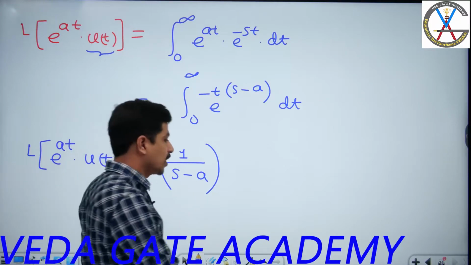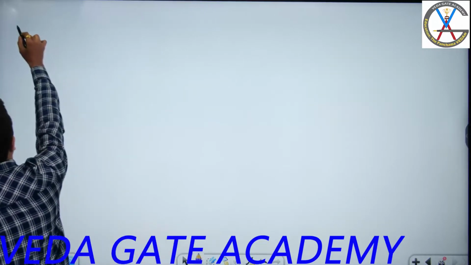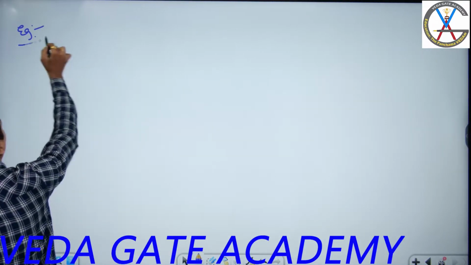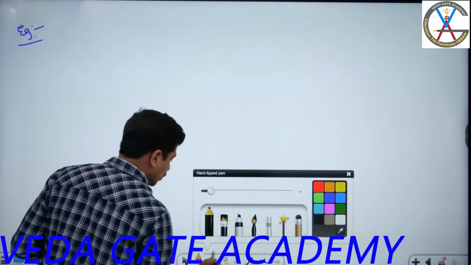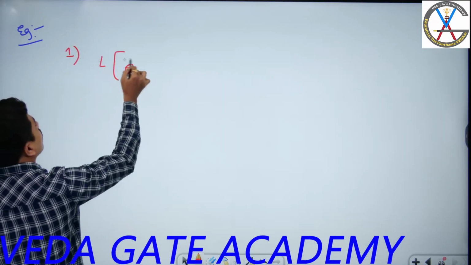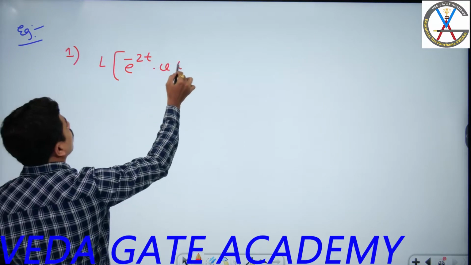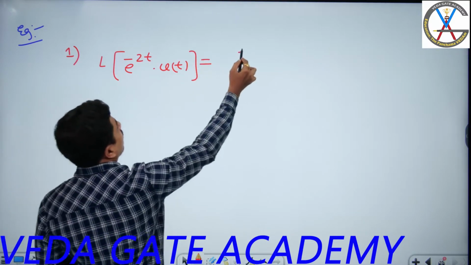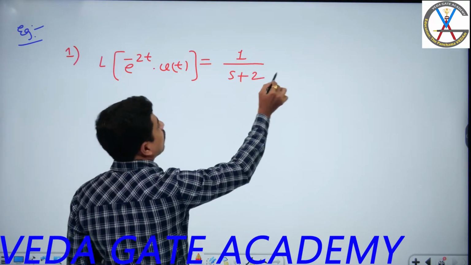What is the Laplace transform of e power at into u of t? 1 by s minus a. Come on here. An example I'm taking, all of you try to answer. First question: what is the Laplace transform of e power minus 2t into u of t? Yes, 1 by s minus of minus 2, which is 1 by s plus 2.